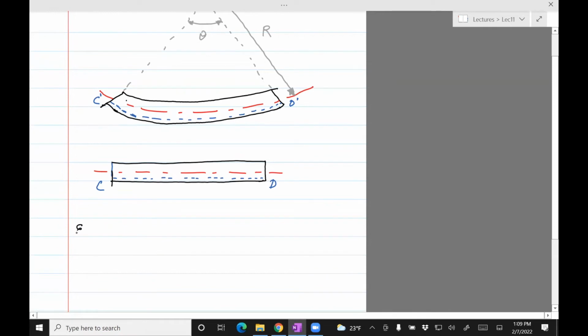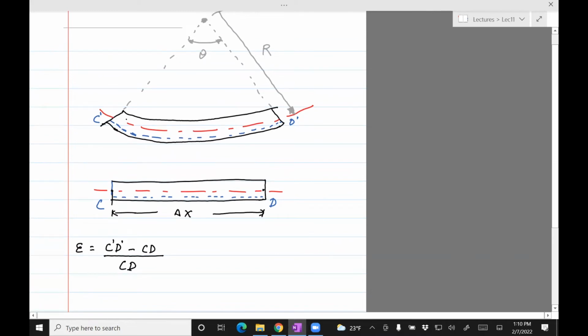If I want to find the strain, then the definition of strain is change in length divided by the original length. So I'm interested in finding how CD changes as you apply the load M. So the new length of CD is C prime D prime. The original length is CD. And the original length again is CD. So that's the definition of strain. If you like, you can call this delta x.